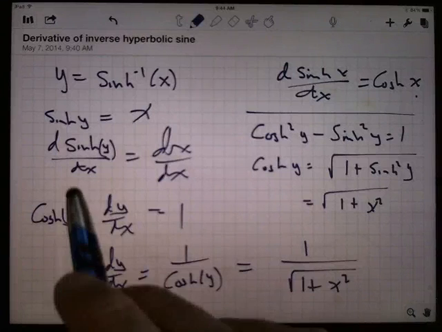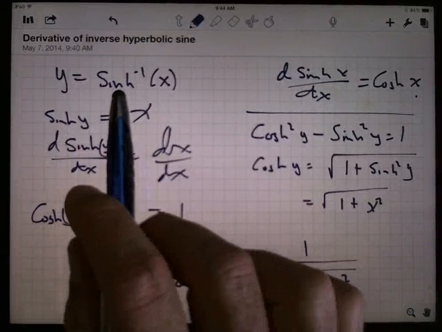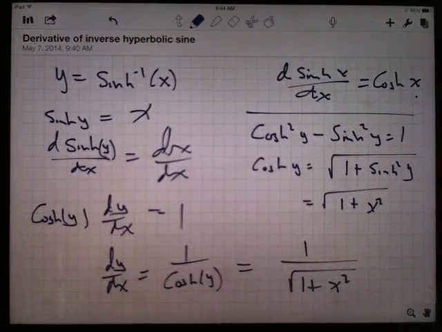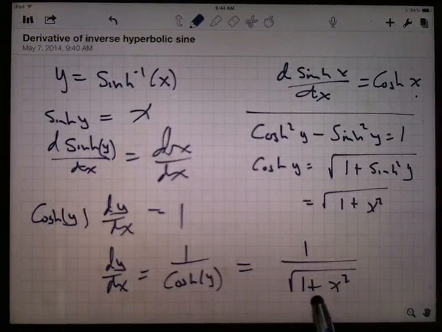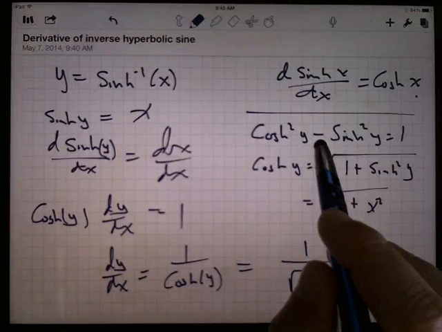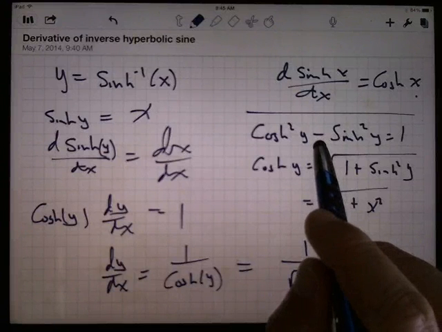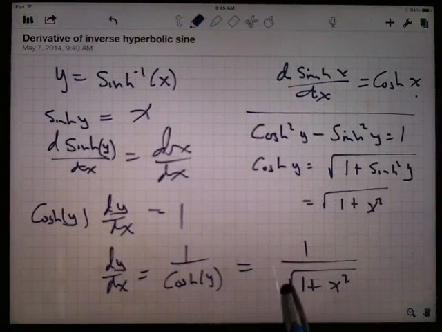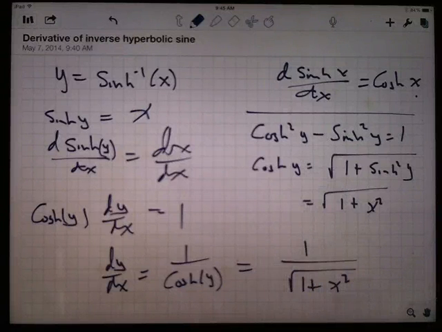If you remember the derivative of the inverse sine without the hyperbolic, it looked like this with a minus sign in here. But for the hyperbolic sine inverse, it's this thing with a plus sign. And the difference is the relationship between hyperbolic sine and cosine has the minus sign here. The regular sine and cosine had a plus sign there. So the only difference is that sign right there. So anyway, there's the derivative of the inverse hyperbolic sine.